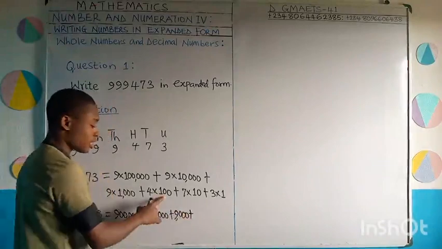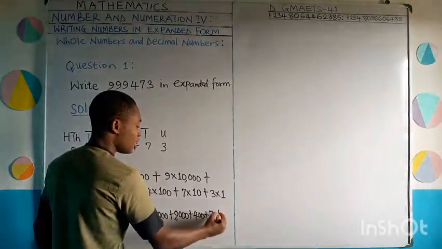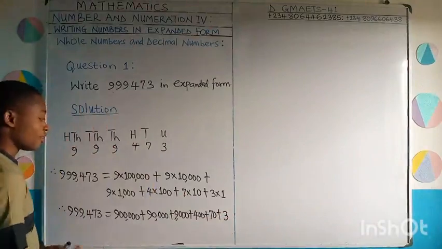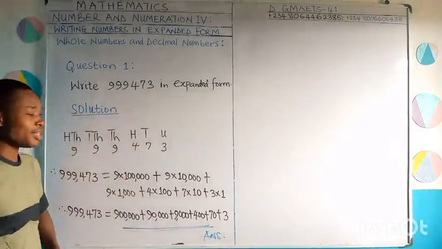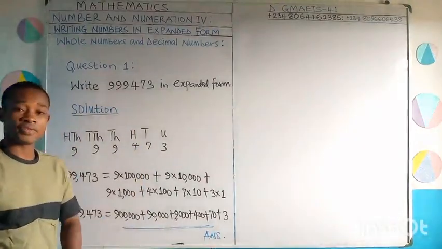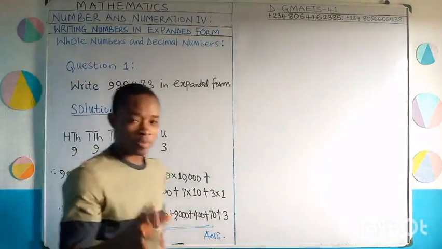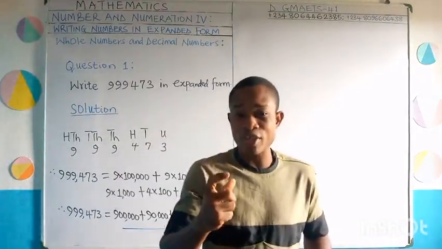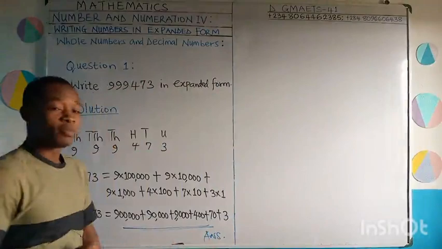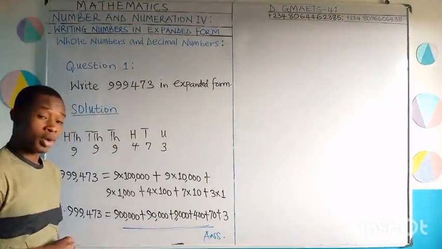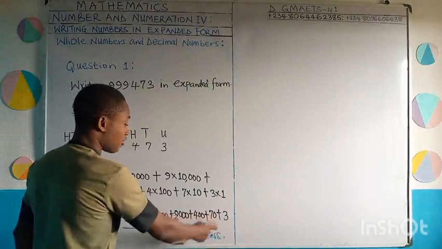come over here, this will give us 9,000. 9,000 plus, if you work on this, you get 400. 400 plus, this will give us 70, which is 7 times 10. And then conclusively, 3 times 1 will give us 3. And this is the expanded form of 999,473. As we move on next, I will show you this place value again. I expect that by now, you already have your place values at heart. Is that okay? You know them and you can say them offhand. Let's move on to question number 2. Meanwhile, this is the expanded form: 900,000 plus 90,000 plus 9,000 plus 400 plus 70 plus 3.